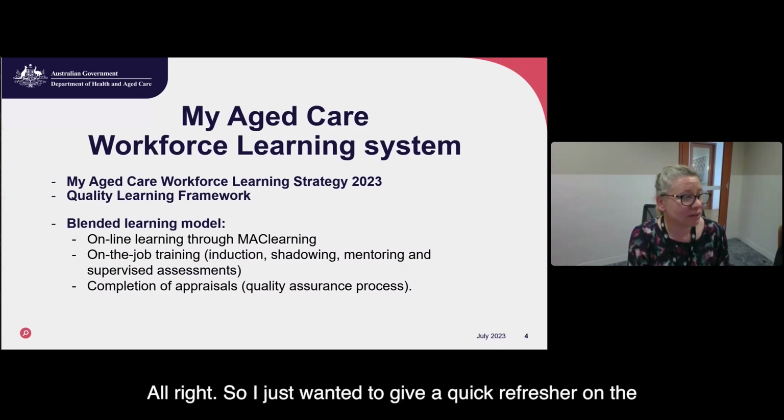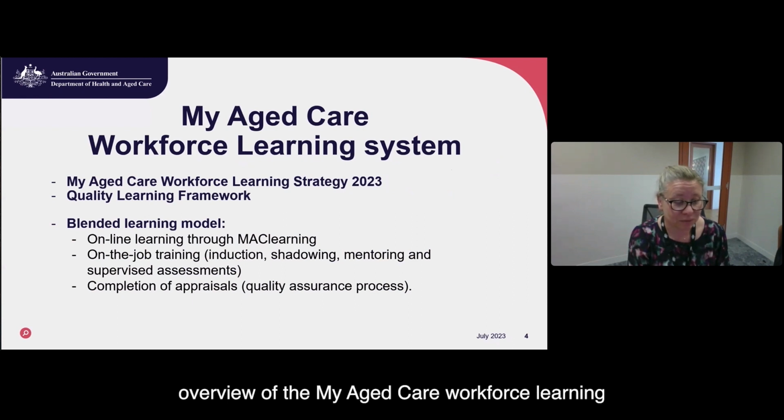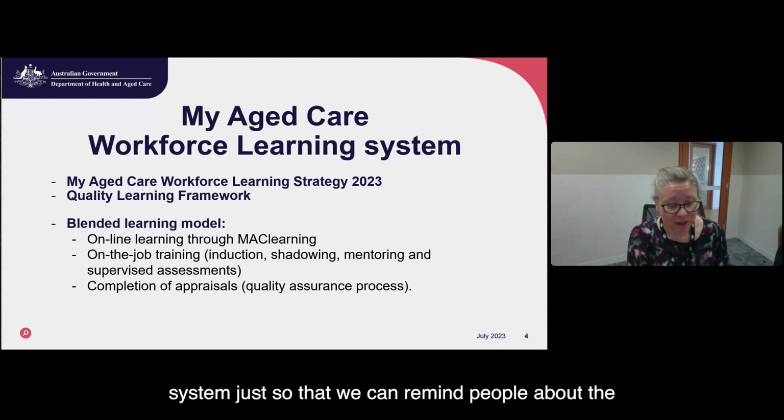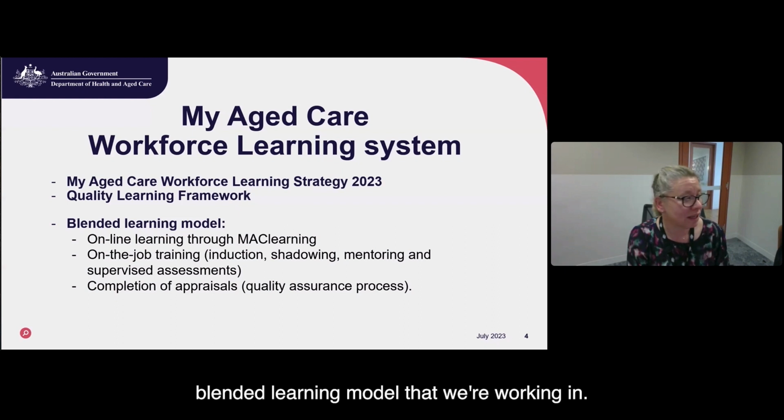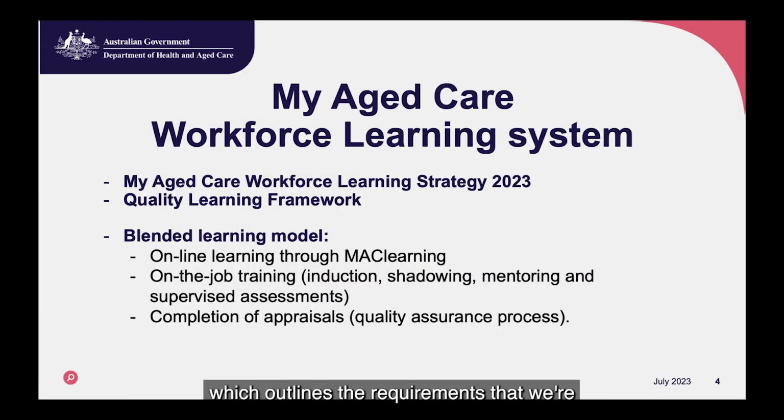All right, so I just wanted to give a quick refresher on the overview of the My Aged Care workforce learning system, just so that we can remind people about the blended learning model that we're working in. We've got 2 governance documents that oversee the learning system. We've got the My Aged Care Workforce Learning Strategy, which outlines the main requirements that we're working towards. And then we've got the Quality Learning Framework, which provides the quality settings for that framework. And then we've got the blended learning model, which is basically the 3 different systems on how the training occurs. So we've got online learning through MAClearning, on-the-job training that all the trainers out there are supporting their learners to do, and then finally completion of the appraisal activities, which is how we can assess that you've gained all the capabilities you need to do the job.